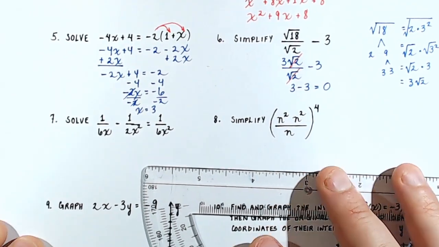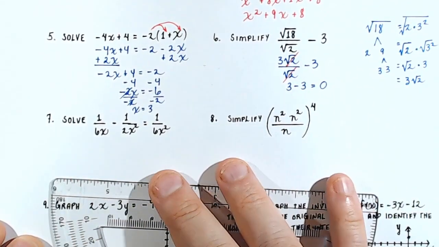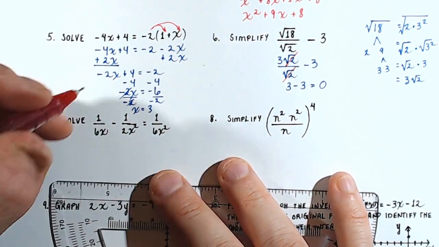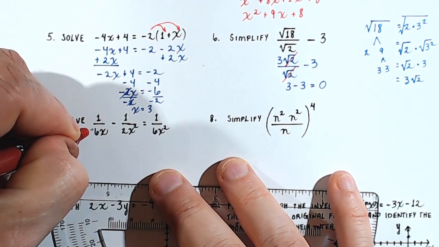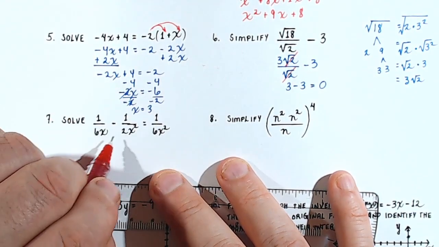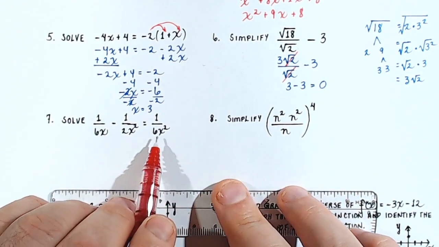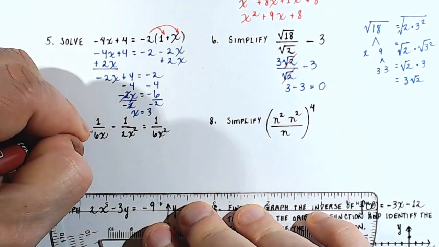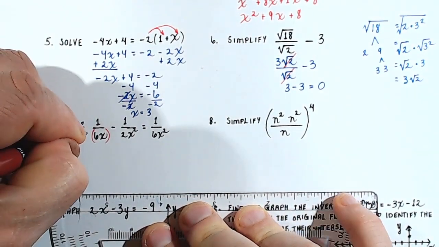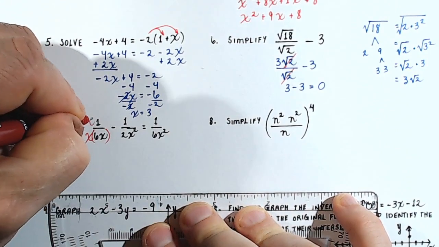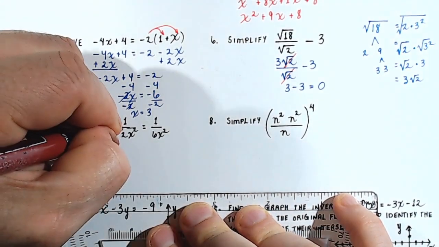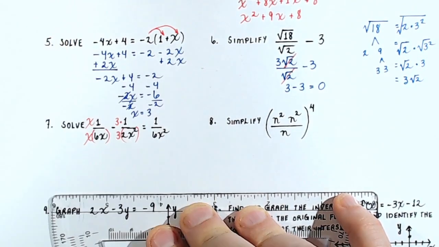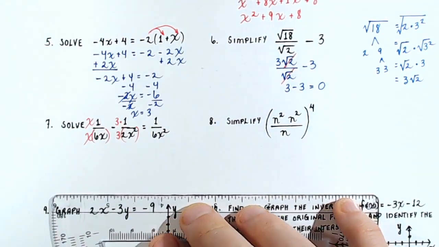Okay, number 7. We're asked to solve this, and we see that we've got a scary looking set of denominators here, but all we really have to do is multiply these denominators by something that would make them equal to 6x squared, which would be the lowest common denominator. So for 6x, I just need to multiply it by x. Remember, whatever I do to the bottom, I have to do to the top in a fraction. For 2x squared, I just have to multiply top and bottom by 3. And for 6x squared, I don't have to do anything.